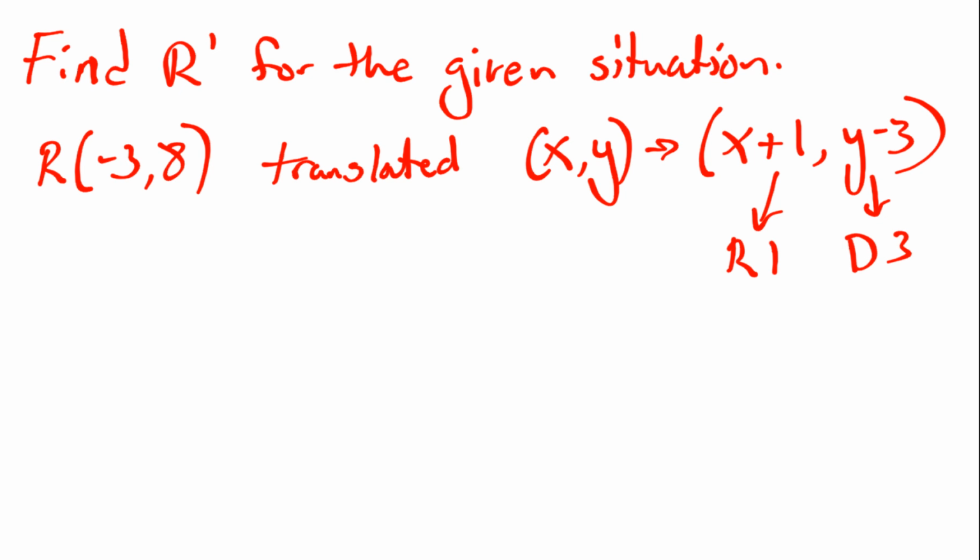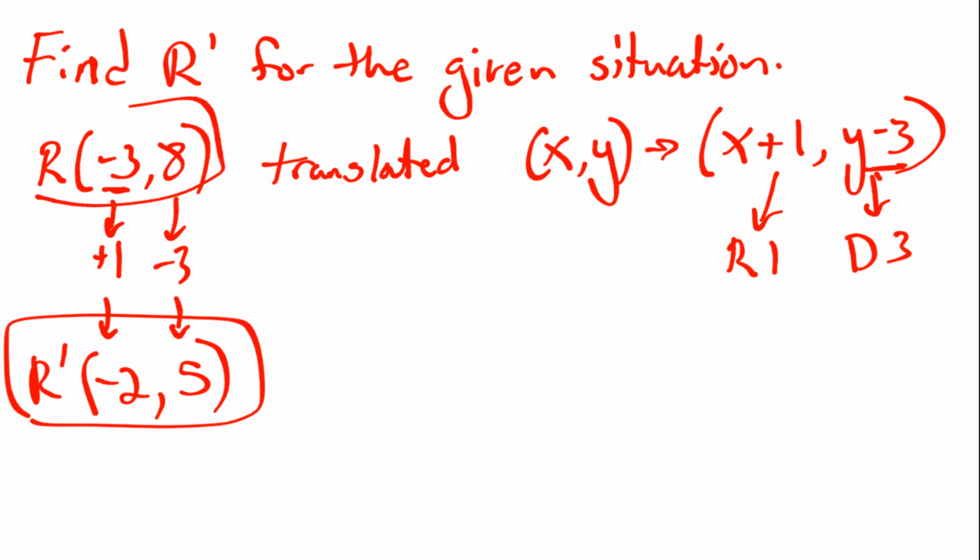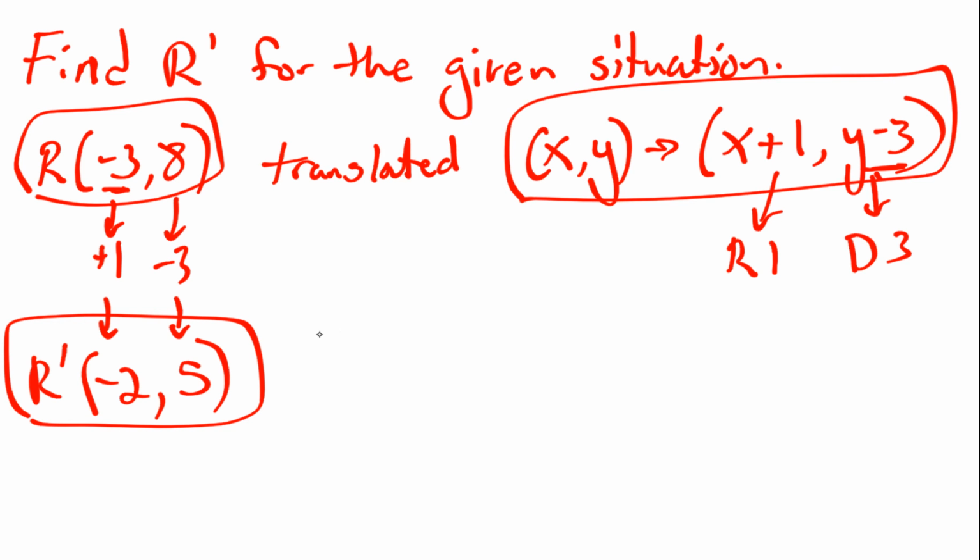That doesn't really help us a whole lot unless we go out and graph this. So another way of looking at this is, what are we actually doing to our x value? We are actually just adding 1 to it. So if we add 1 to negative 3, that puts us at negative 2. And then for the y part, we are subtracting 3 from it. So if I subtract 3 from the 8, that ends up at 5. Funny enough, if we were to graph this point out and follow this rule, we would end up at negative 2, 5 for our value for r prime.